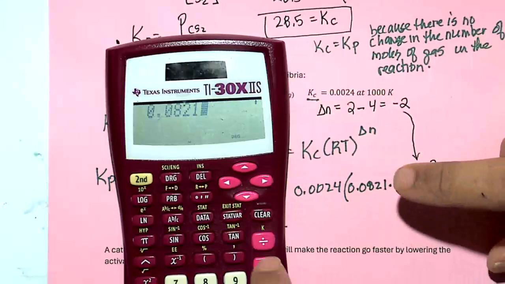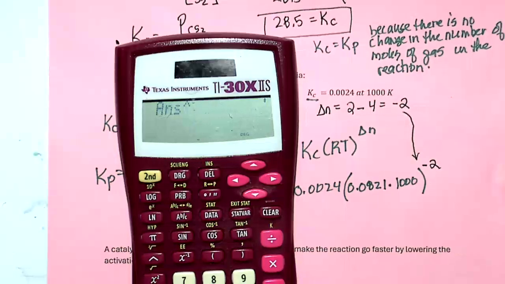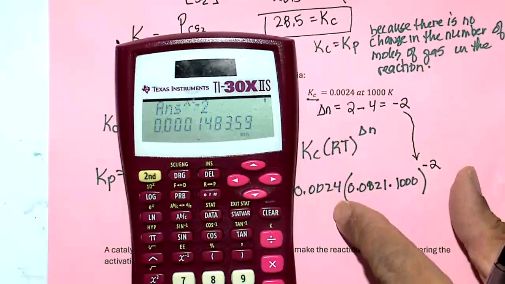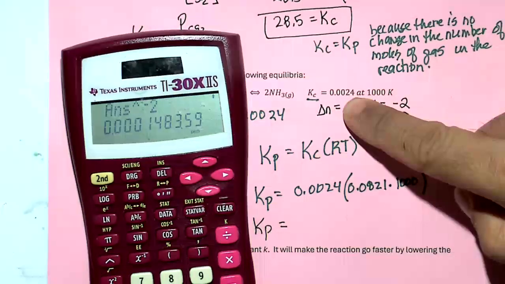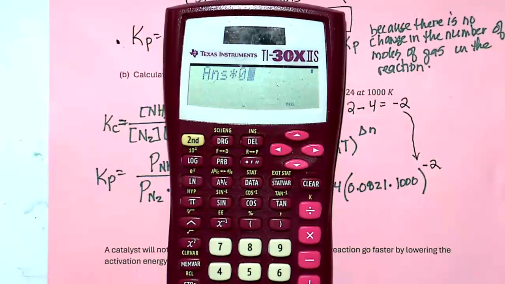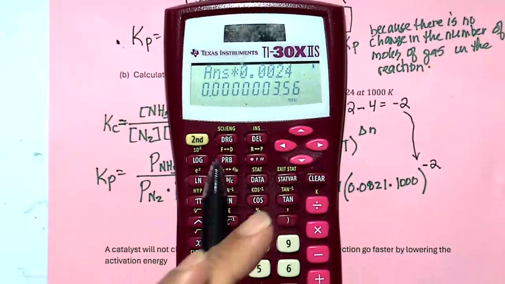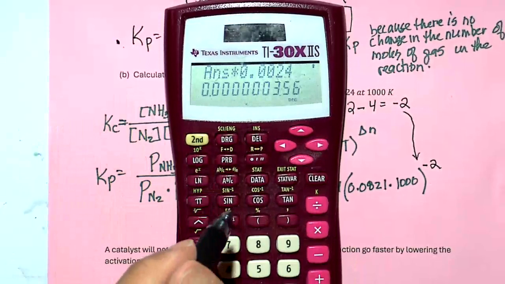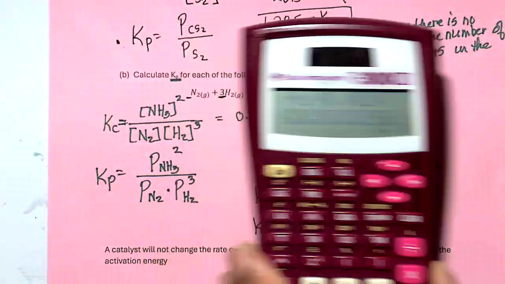0.0821 times 1,000. We're going to raise it to the power of -2. That number times Kc, which is 0.0024. We get 3.6 times 10 to the -7.